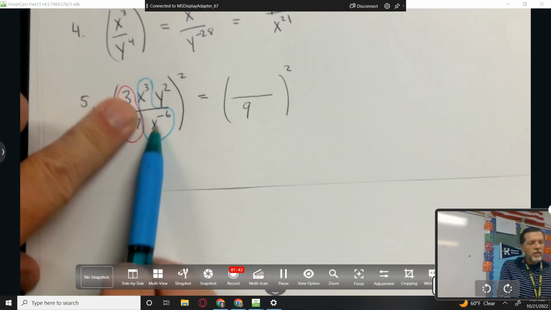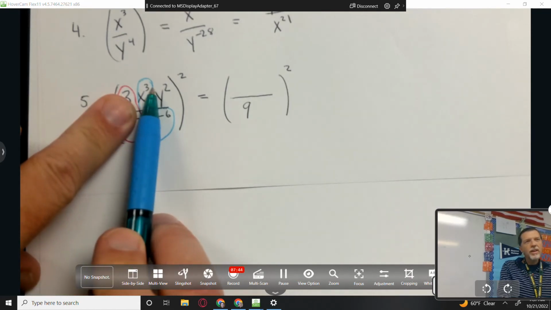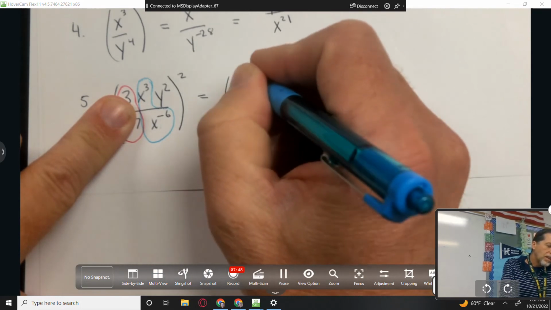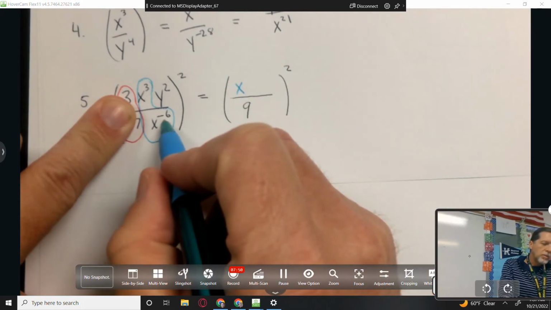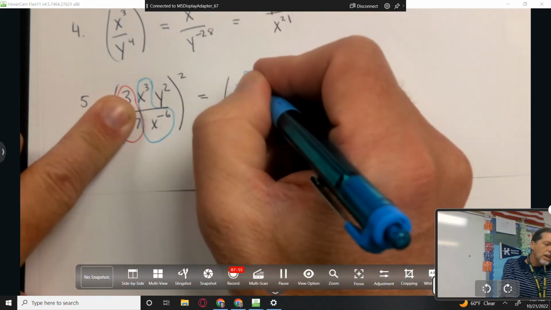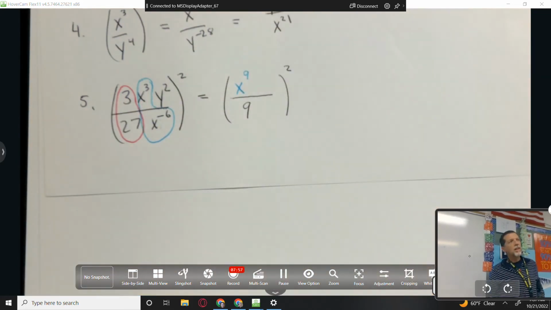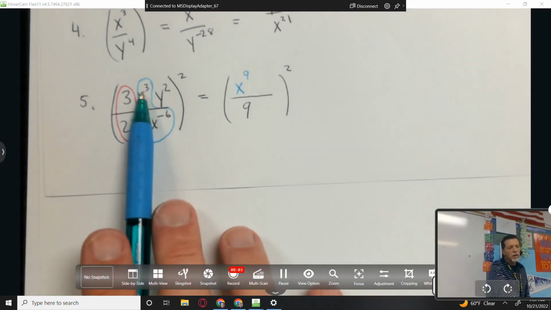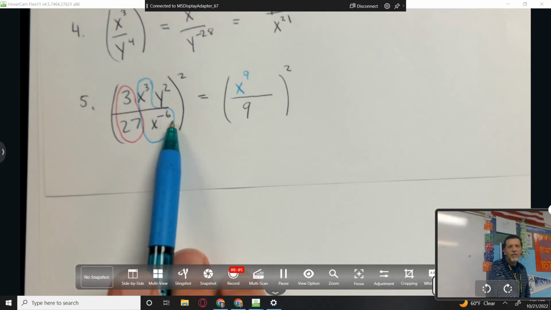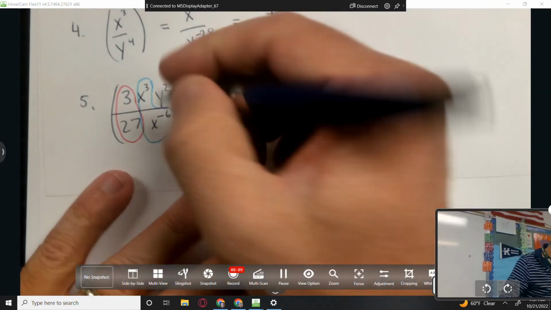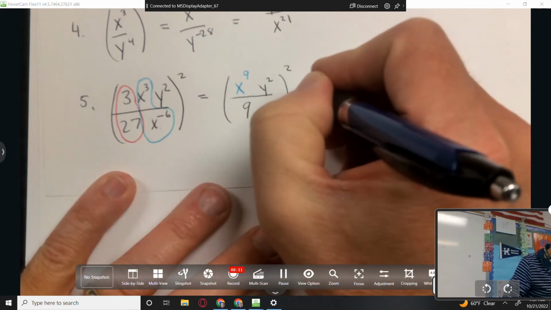So that puts 6 more x's in the top. So how many x's in the top do we have now? Well, it puts 6 more of them in the top with the 3 that are already there. So it's x to the 9th. If you're thinking subtraction, that's fine, but you need to do 3 minus negative 6. So that becomes 3 plus 6. And the y squared is fine.